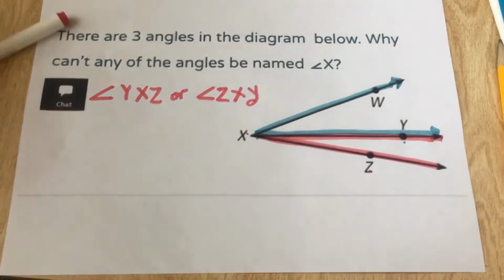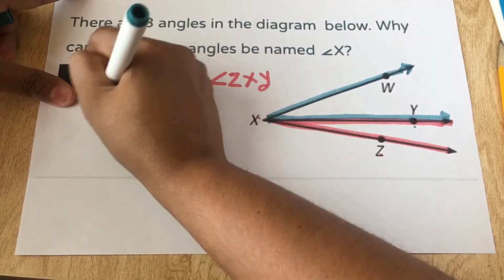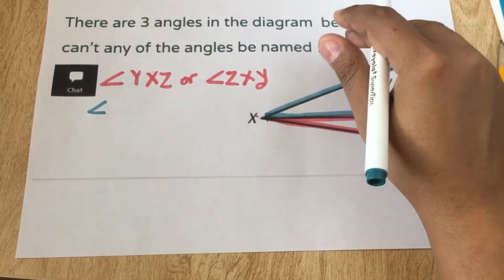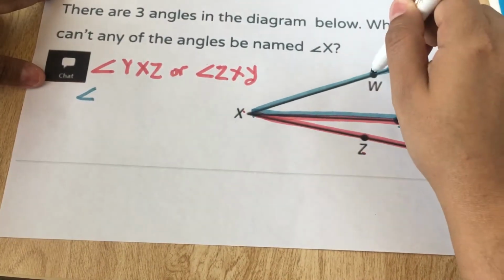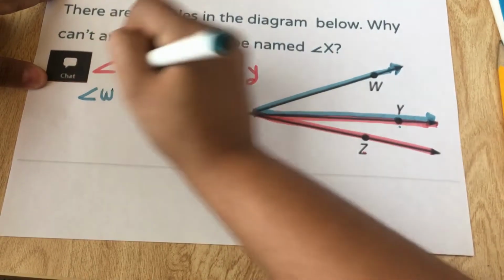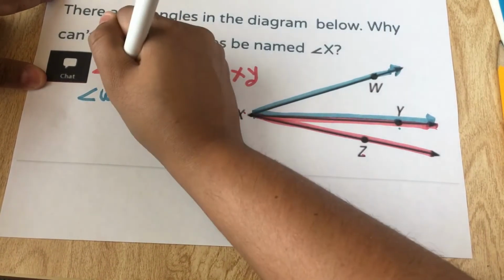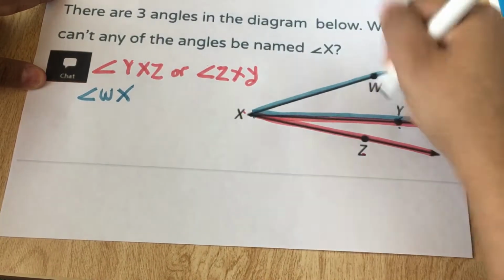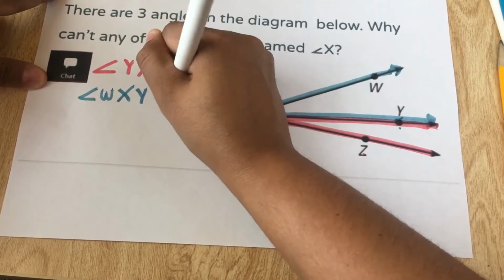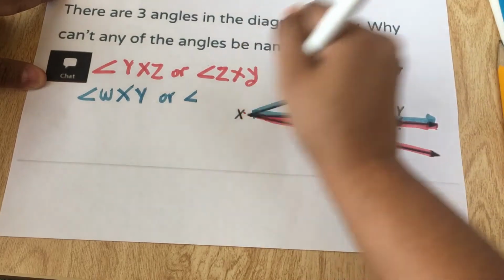And again, I'm not going to call it the green angle, okay? That's not a good name for it. We're going to call it angle W. This is a point on one side, X, which is the vertex, and Y, the point on the other side. And I can go the other direction, Y, X, W.